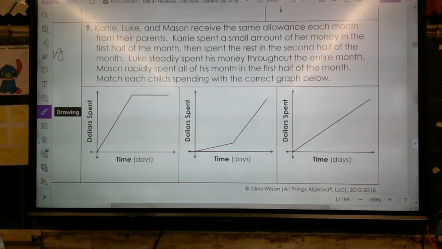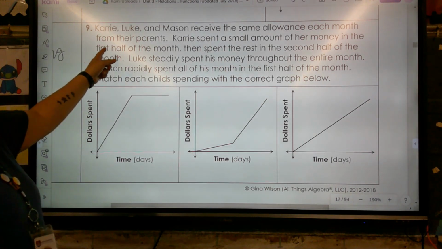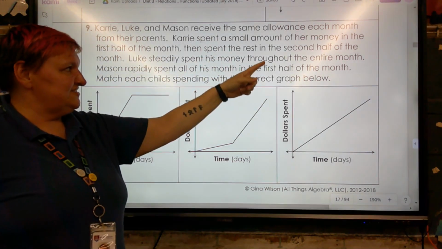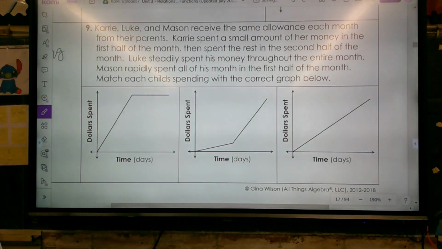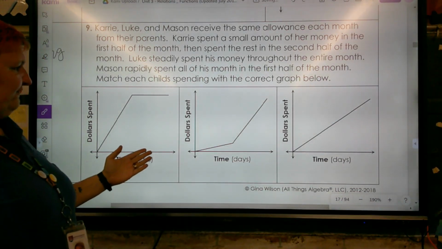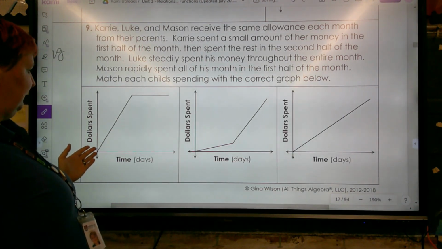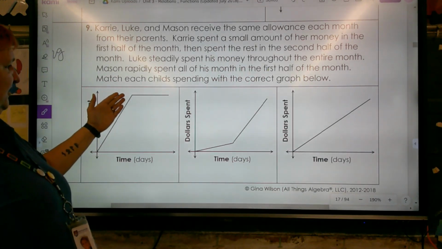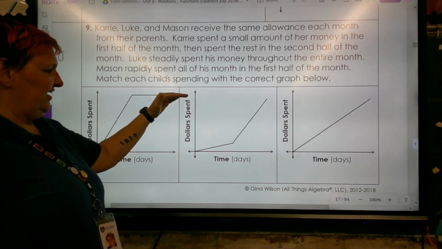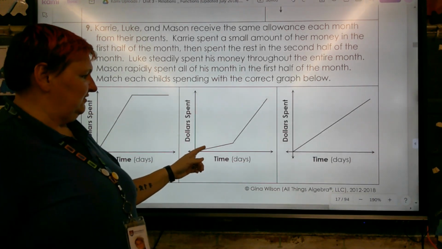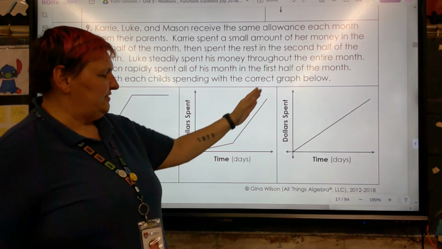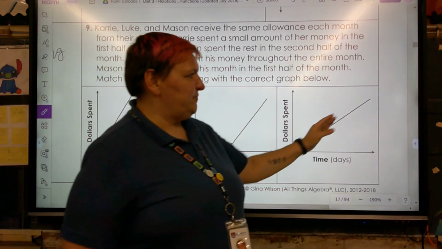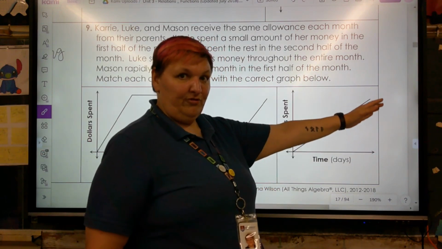Carrie, Luke, and Mason received the same allowance each month from their parents. That's nice. Carrie spent a small amount of her money in the first half of the month, then spent the rest in the second half of the month. So what would that look like on a graph? This one spent most of it in the first half and nothing in the second half. This one spent a little bit in the first half and some in the second half. And this one spent it evenly all through the month.